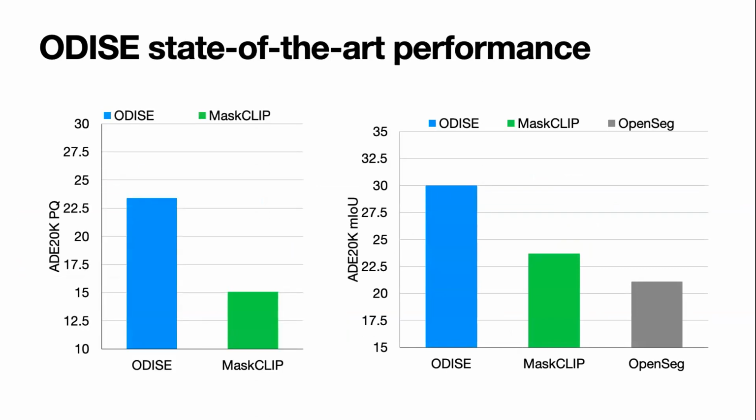How did we do in terms of performance? This is the performance on the ADE20K dataset for the PQ metric as well as the mean intersection over union, and compared to MaskCLIP and OpenSeg, we significantly outperformed these two previous methods. The other thing I want to note is there's a recent work called SEEM, S-E-E-M. We actually perform comparably to them as well. This is unpublished work. I think it is under review at the moment.